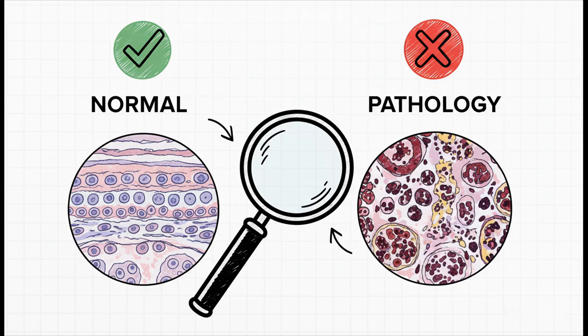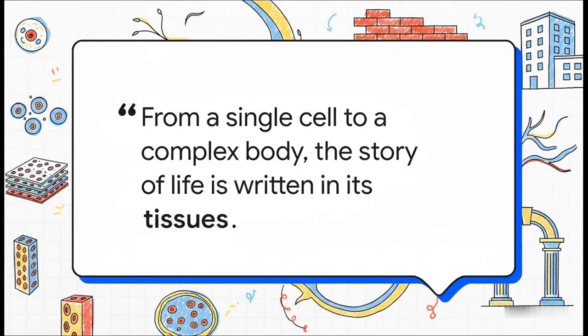For a doctor or a scientist to spot a disease, they first have to know exactly what healthy tissue looks like under a microscope. So this isn't just some boring biology lesson, it's literally the basis for how we fight disease. When you really think about it, the entire story of life, from a single cell all the way up to you and me, it's all written in these tissues. How we move, how we think, how we heal, it all comes down to the incredible, intricate architecture of these tiny cellular communities. It's a pretty mind-blowing reminder of the amazing complexity that's happening inside us at every single moment.